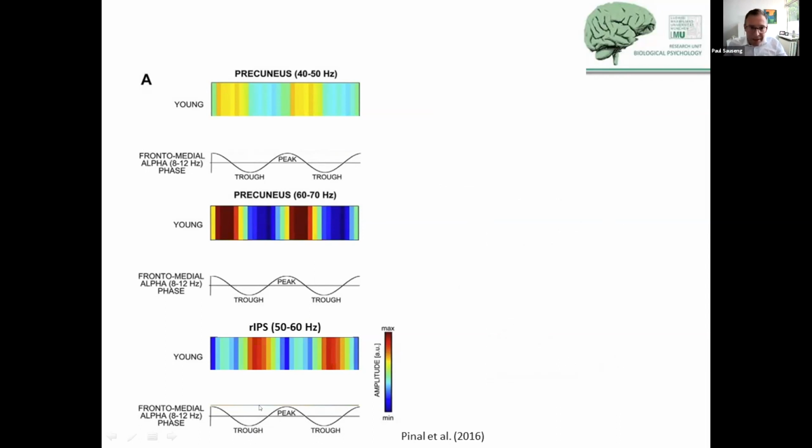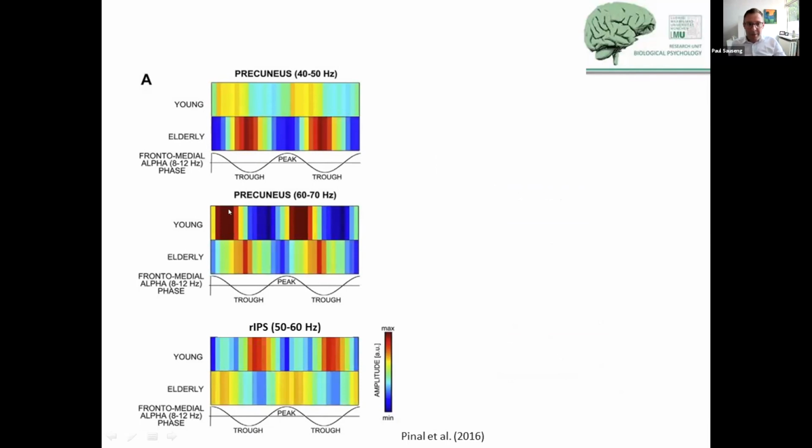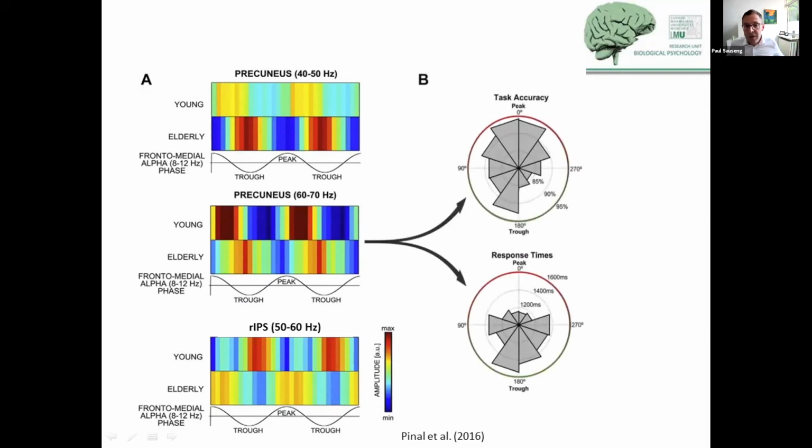And now the interesting thing is that the elderly participants show exactly the reversed effect, where they have the precuneus coupled to the more excitatory trough and the task relevant region to the peak phase of alpha. And the exact individual phase where this precuneal activity was locked to on an individual basis was also predictive for task accuracy and response time.